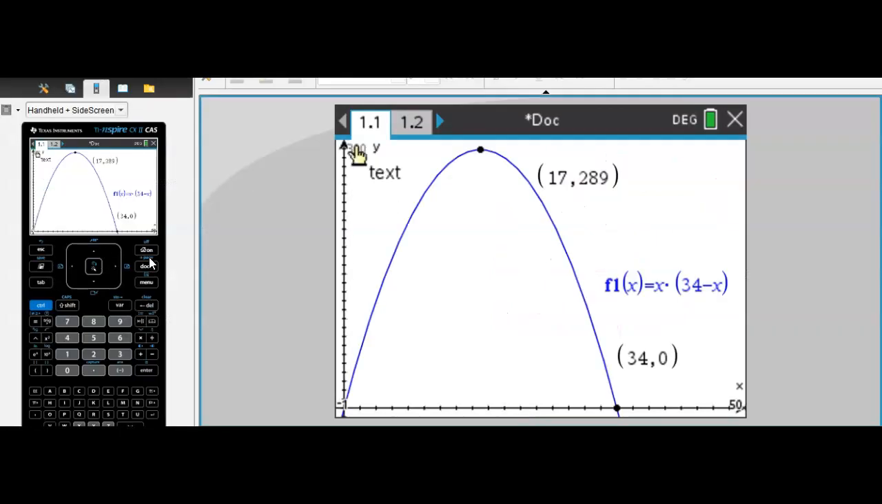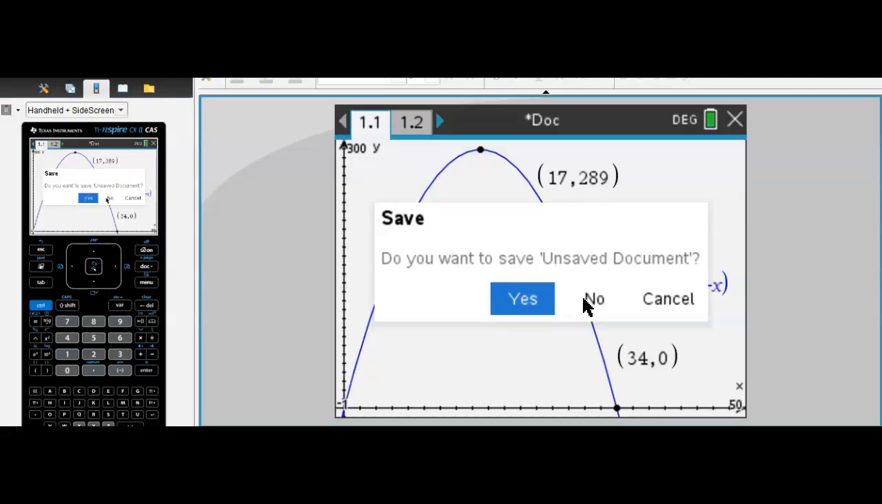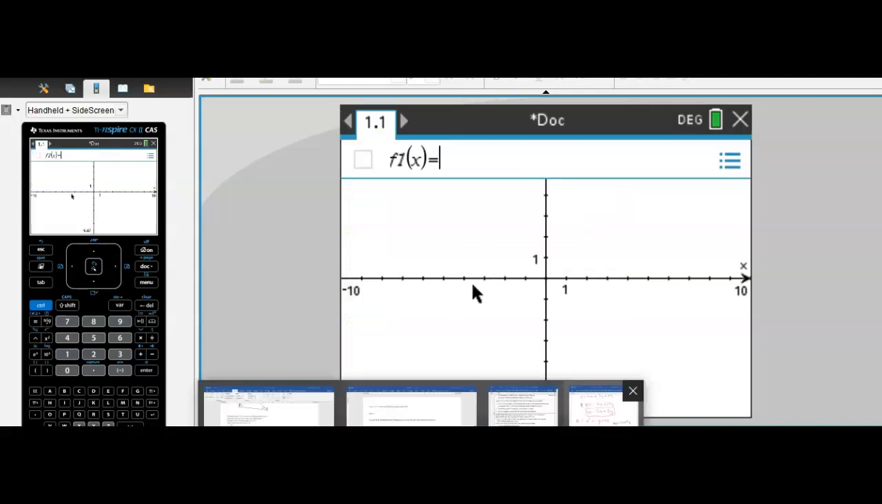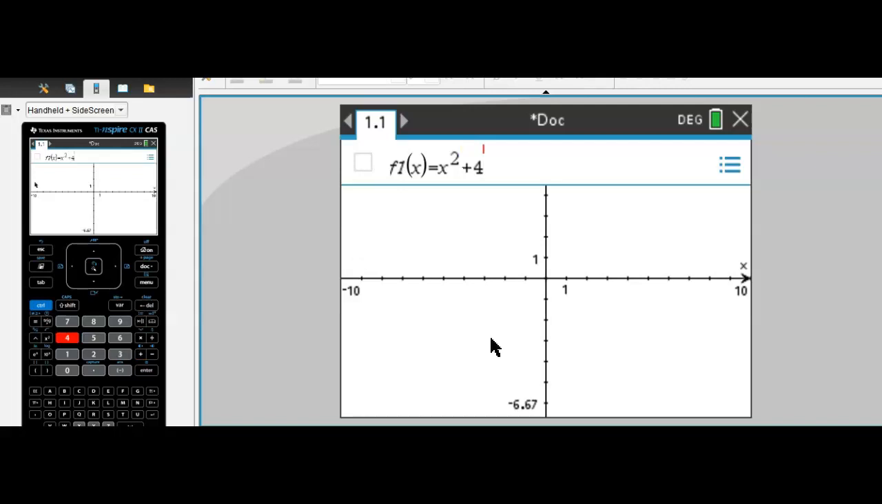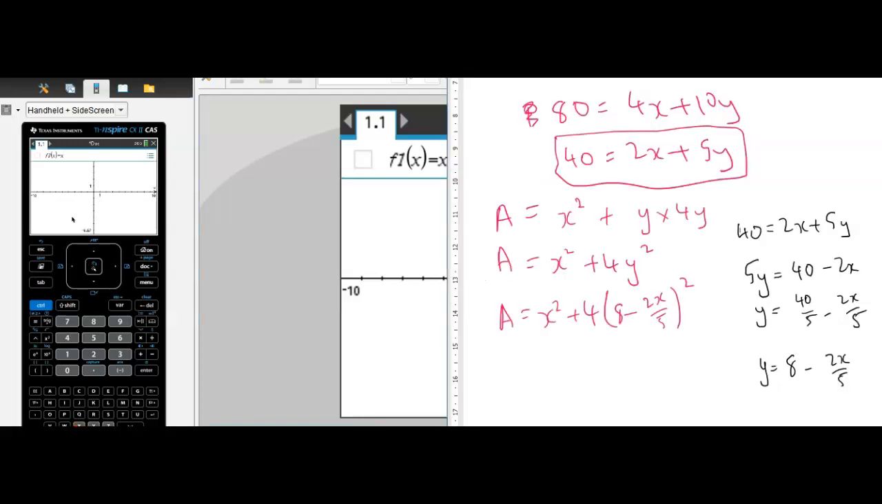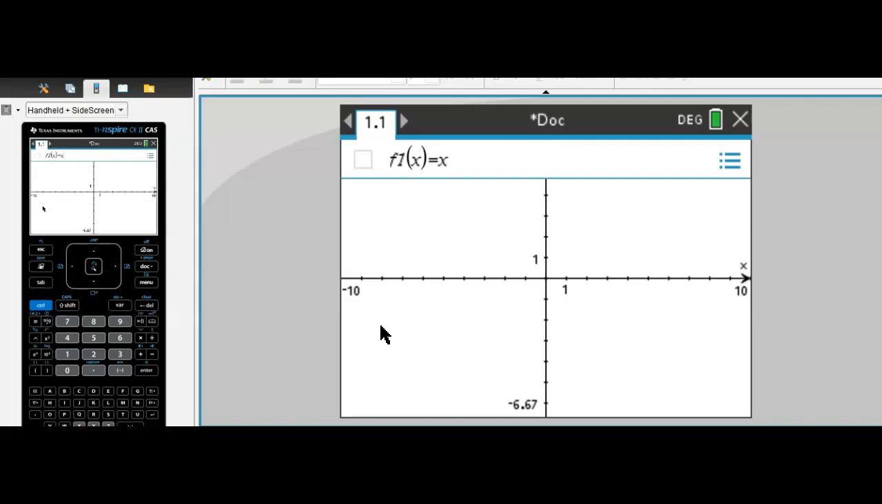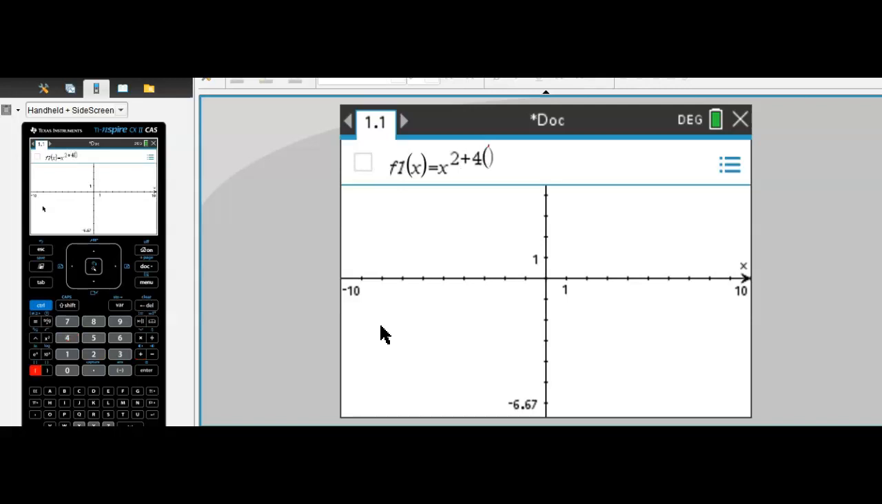So grab our calculator. I might start a new document just because it's a bit annoying, all those things are already on there. So add graphs, and put in our equation. What is it? X squared plus 4, 8 minus 2x over 5, squared. I've got to try to remember, actually, I might write it down. I'm focusing too much on the wind outside. I don't know whether you can actually hear that. So then we've got 2x on 5, and then that's all squared.